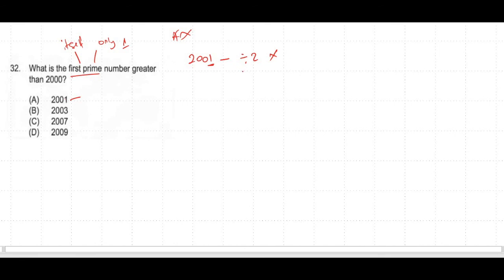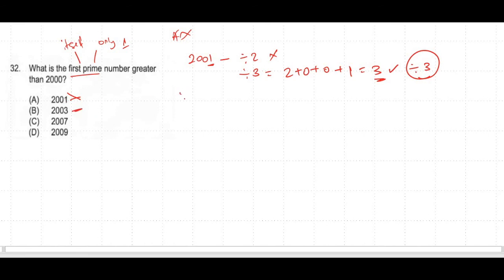Okay, so can it be divided by 3? To check whether it can be divided by 3, we add up all the digits. 2 add 0 add 0 add 1 gives me 3. Yes, and this final number can be divided by 3. So this is not a prime number. And then I can proceed to the next number.